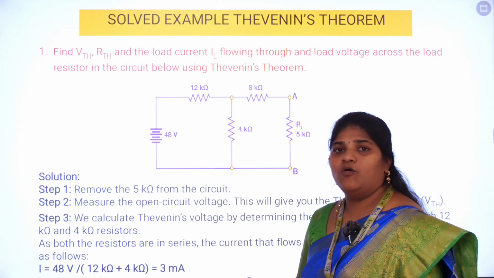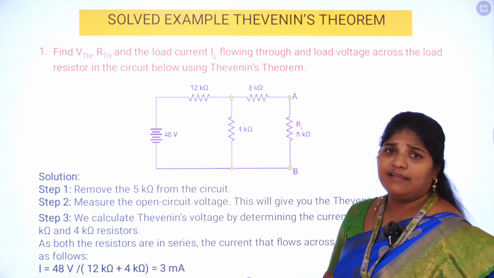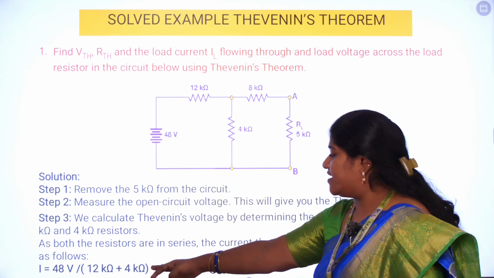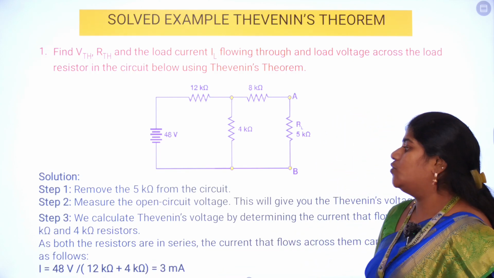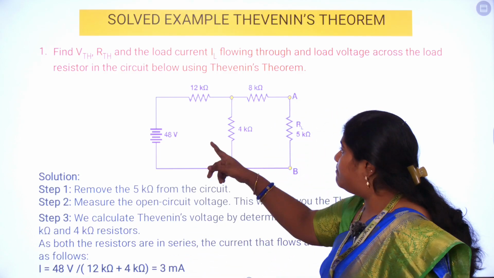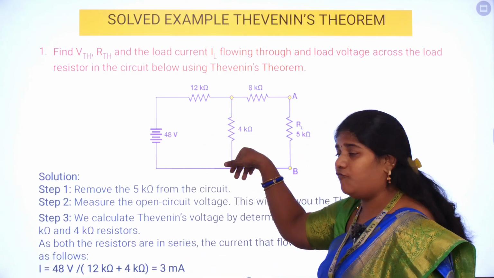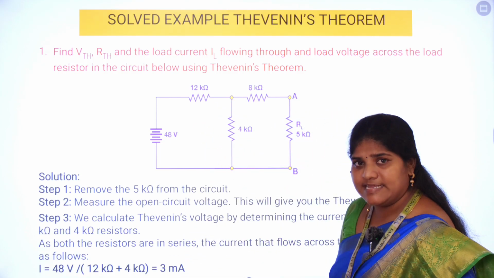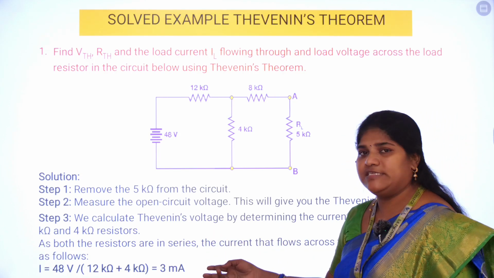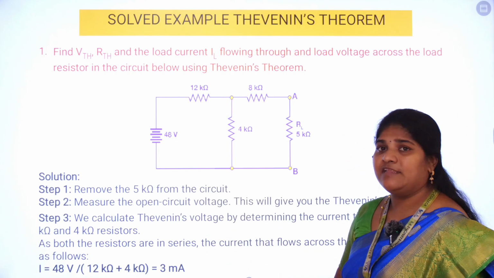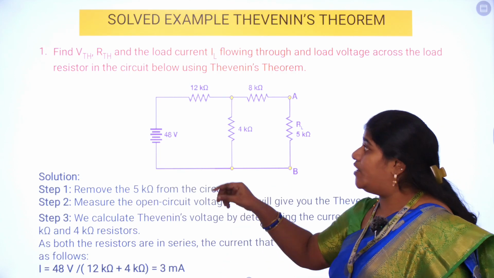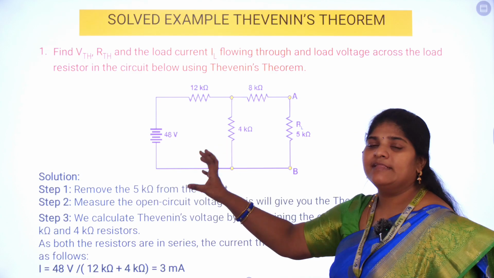So by Ohm's law, we can easily calculate what is the current I. Current I is equal to V by R, that is 48 volt divided by 12 and 4, since they are in a loop, right? They are connected in series. So you can add this 12 and 4 together. So 12 plus 4 is 16. 48 divided by 16 is going to be 3 milliamps. So the amount of current flowing inside this loop is only 3 milliamps.